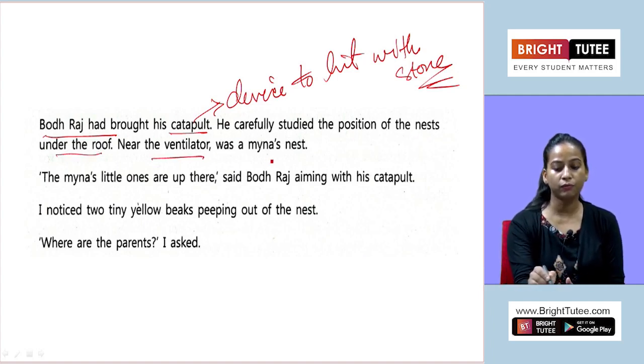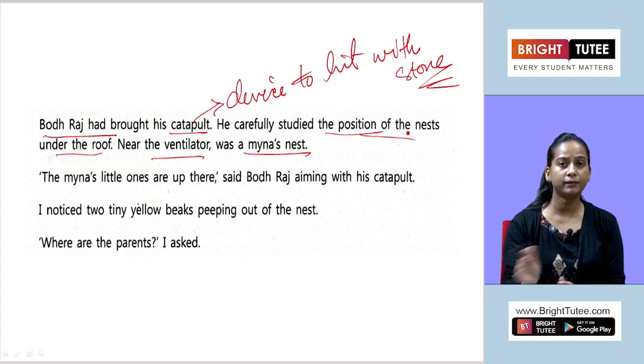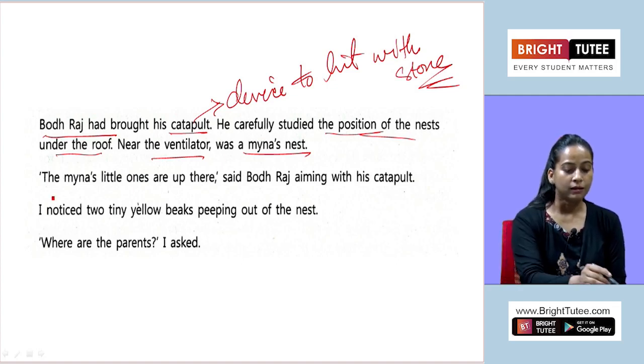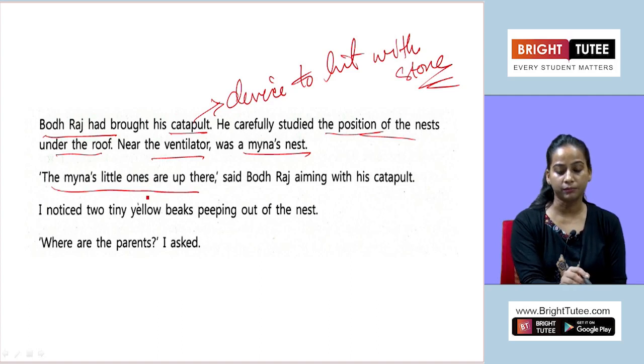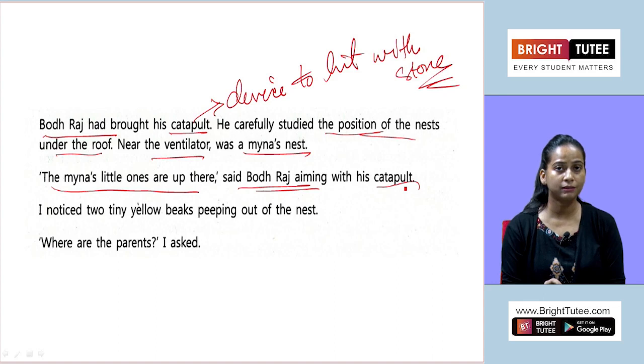Near the ventilator was a myna's nest. So what he did, he started looking at the position of the nest in different places in the godown, and one he found near the ventilator, that was a myna's nest. The myna's little ones are there, said Bodhraj, aiming with his catapult. He aimed at that nest with his catapult, and he was able to find out that yes, the myna's little ones are there in the nest.